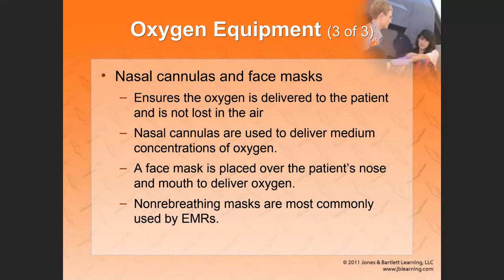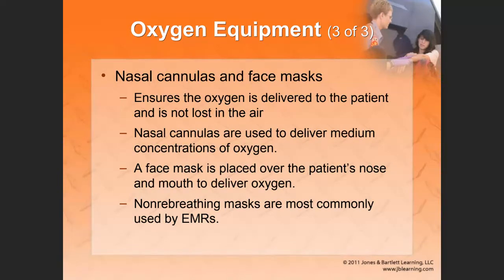The nasal cannulas are used to deliver a low concentration of oxygen, and nasal cannulas are used only for low flow. So we don't use nasal cannulas for medium or high unless it's a paramedic. A paramedic can go above the standard level of a nasal cannula. As an EMR, if you're using a nasal cannula, you will not exceed 3 or 4 liters per minute.